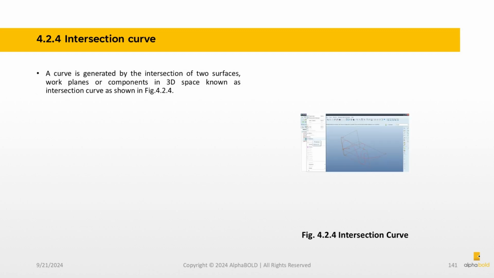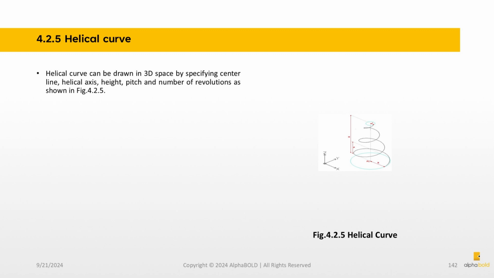A curve generated by the intersection of two surfaces, work planes, or components in 3D space is known as an intersection curve. A helical curve can be drawn in 3D space by specifying center line, helical axis, height, pitch, and number of revolutions.